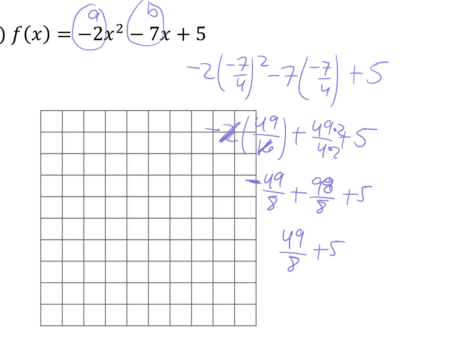And to get 49 over 8 plus 5 as a single number, just write 5 over 1 and get a common denominator. So I'm going to do times 8 on the top and on the bottom. So it's going to get me 49 plus 40 over 8, which is 89 over 8.